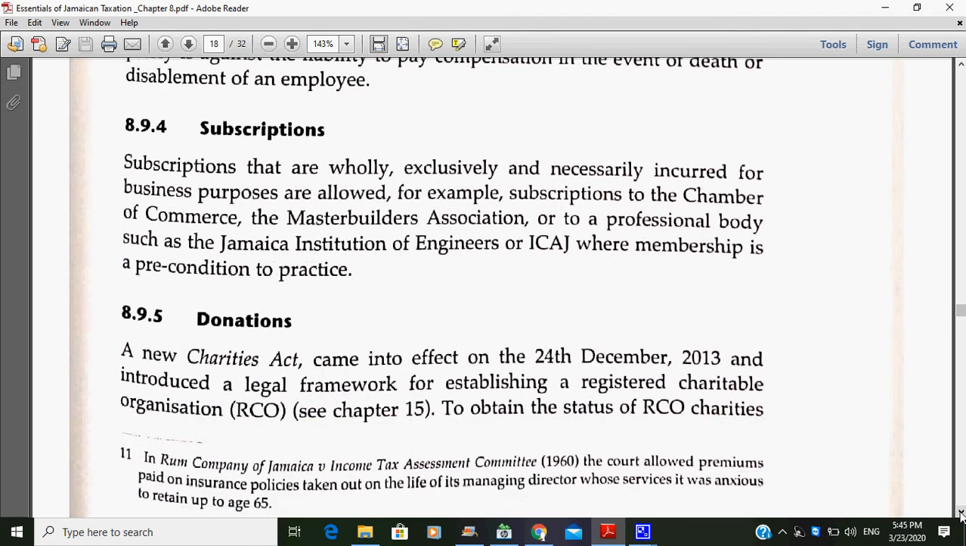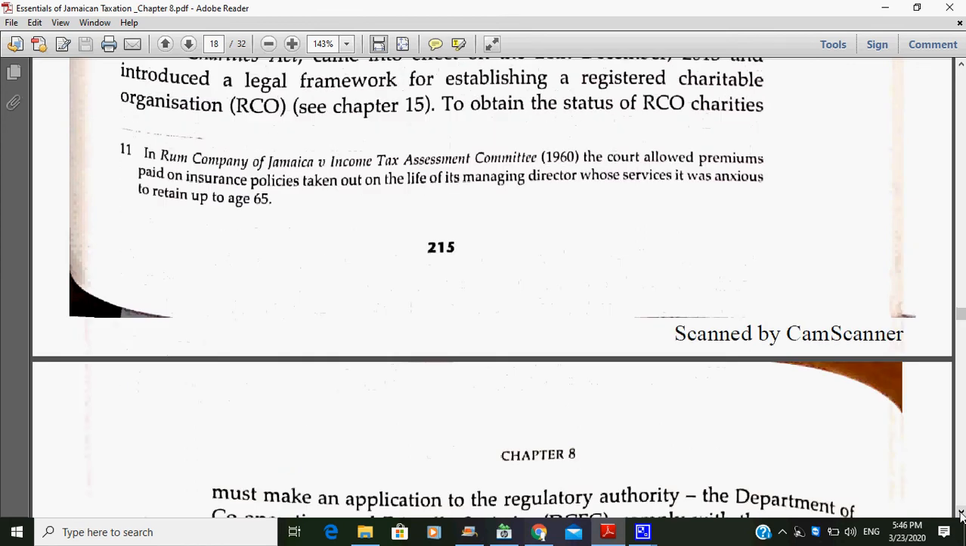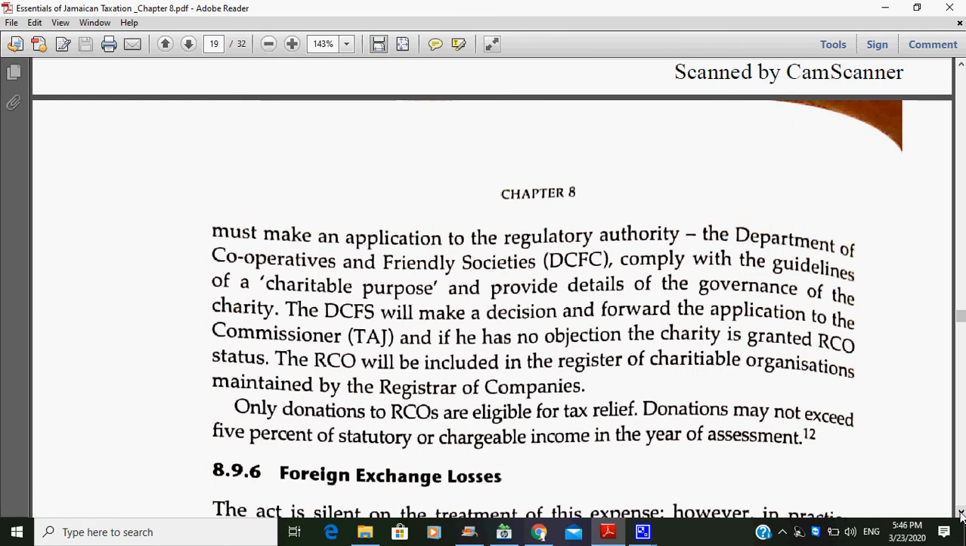Donations. A new Charities Act came into effect on the 24th of December 2013 and introduced a legal framework for establishing a registered charitable organization. To obtain the status of registered charitable organization, charities must make an application to the regulatory authority, the Department of Cooperatives and Friendly Societies, comply with the guidelines of a charitable purpose and provide details of the governance of the charity. The DCFS will make a decision and forward the application to the Commissioner, and if he has no objection, the charity is granted RCO status.